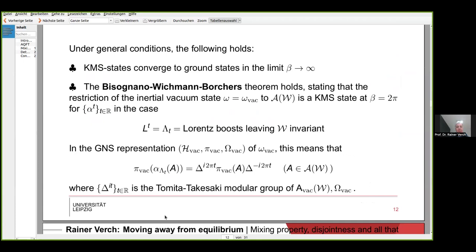So now under general conditions, I should mention the following holds. First of all, KMS states converge to ground states in the limit beta going to infinity. Beta is the inverse temperature, so beta to infinity means temperature to zero. Typically, you need some regularity conditions to establish this. I will not go into details here.